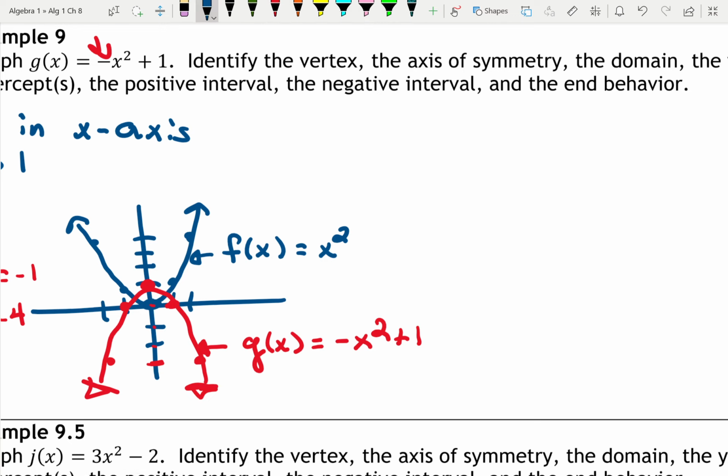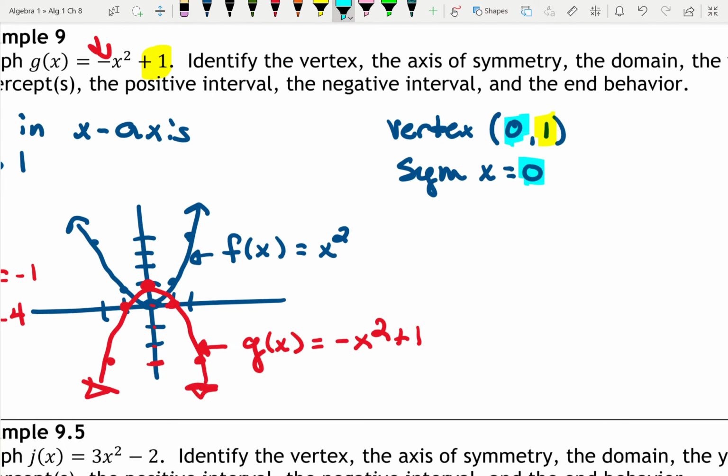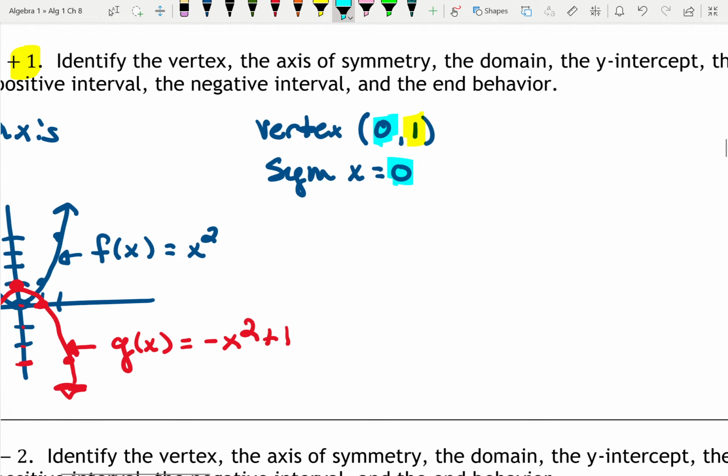Starting off, we have the vertex here. The vertex is at the point 0, 1. And this 1 we could grab directly from there. And then our symmetry line is at x equals 0. And remember, that corresponds to the x value of our vertex.